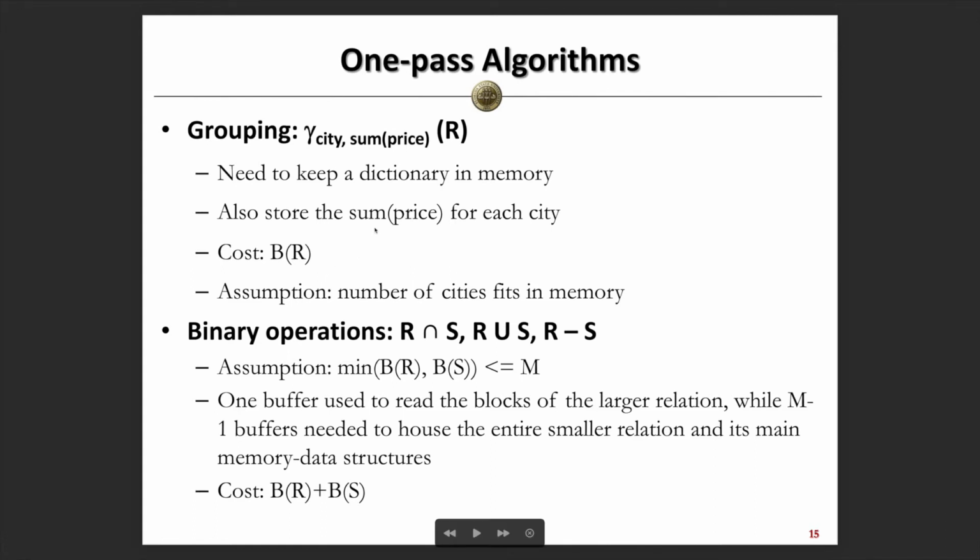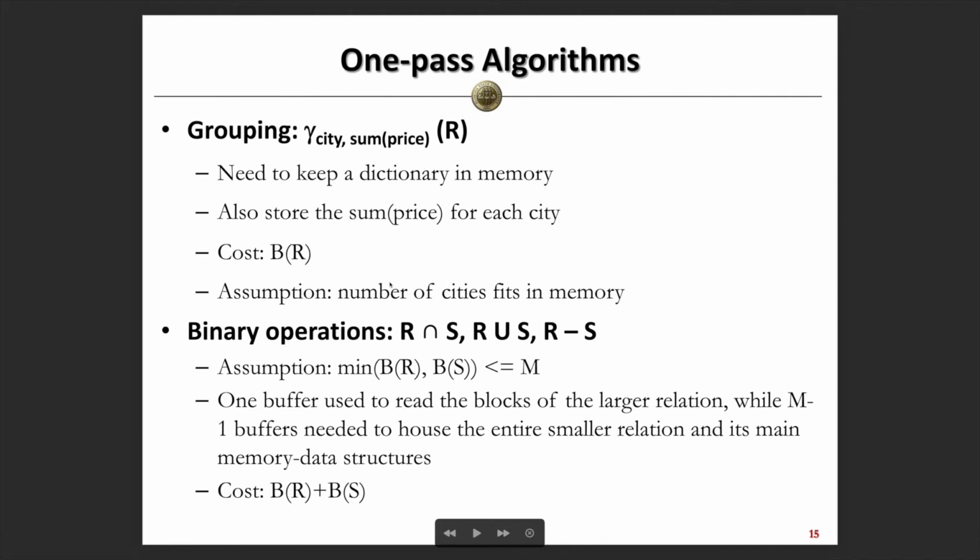As for the cost of this operator, it will be about B(R). In other words, we have to go over all the tuples in the relation R, so we can access the city of all the tuples and sum all the prices together. The cost will be about B(R) if R is clustered. Also, we have an assumption, because for this operator the size, or number of rows, of the result depends on the number of cities we have in the relation R.